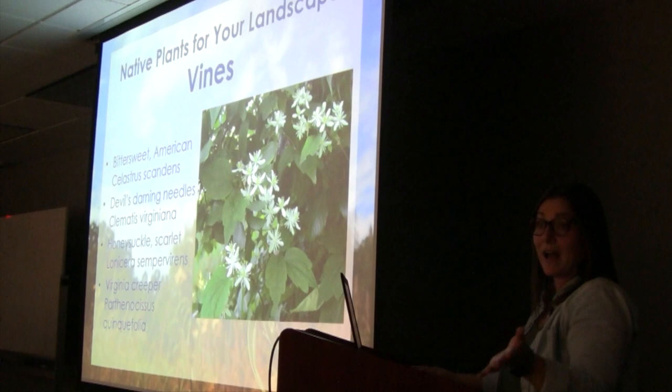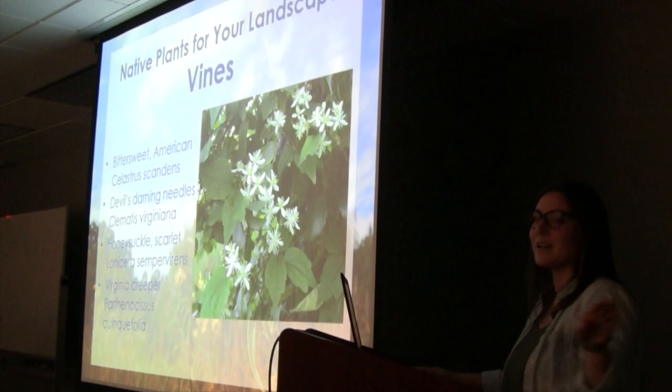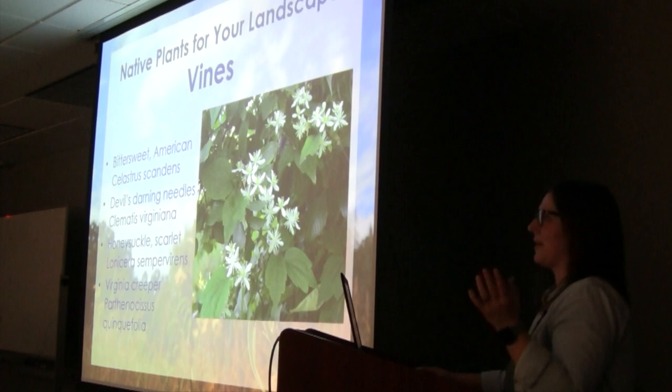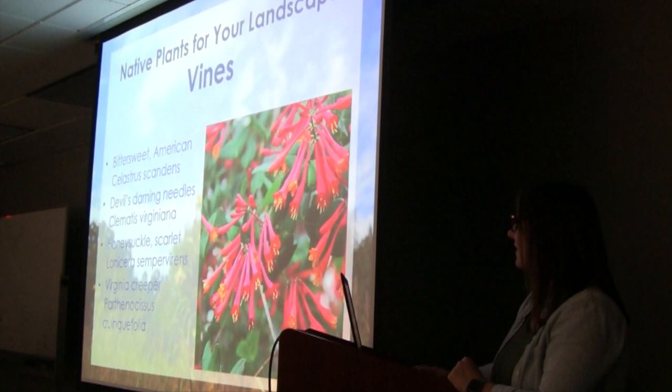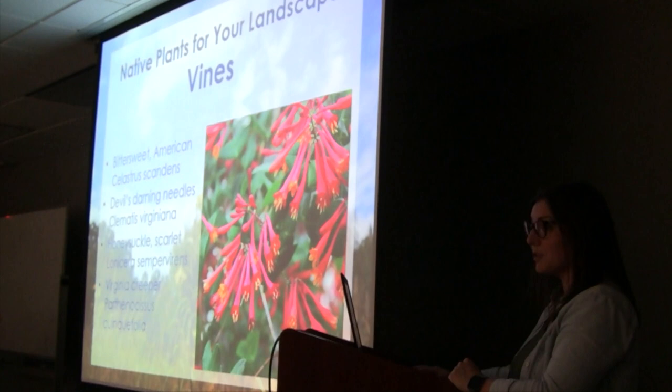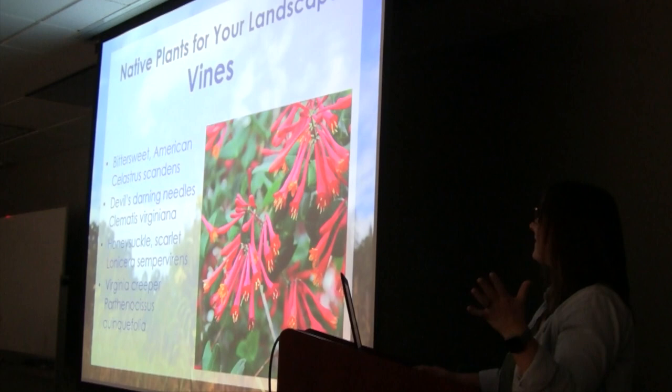You can also cut it all the way down to the ground. I do recommend doing that if you want to keep it a little bit more under control. Cut it all the way down to the ground at the end of the season. Just beautiful, scarlet honeysuckle. This one is a nice neighbor. If you put it in the sun, you get more blooms and more berries. And with those red tube-shaped flowers, you're gonna get lots of hummingbirds with this one.